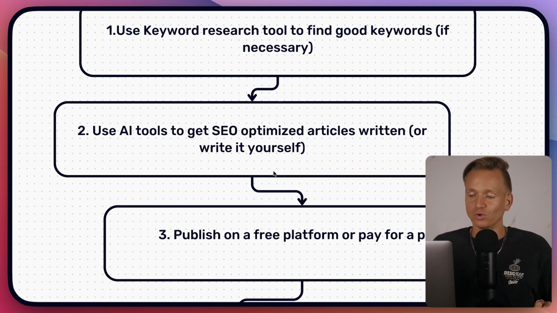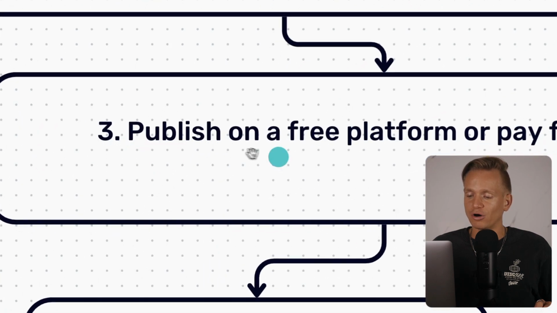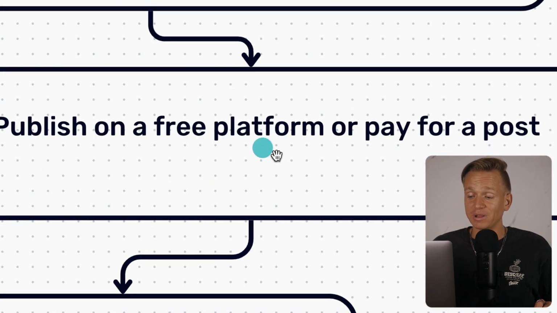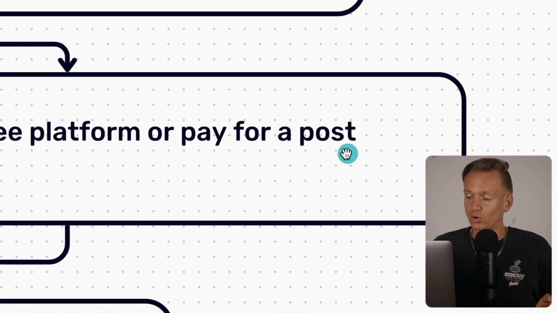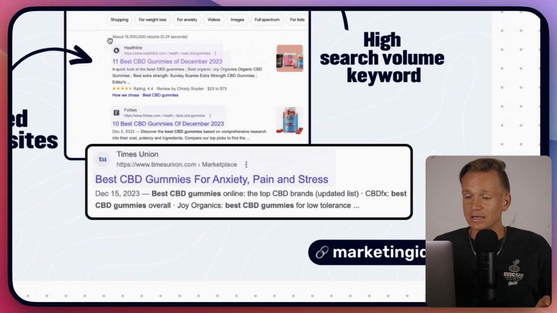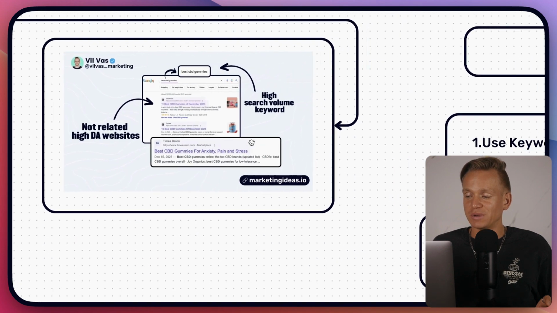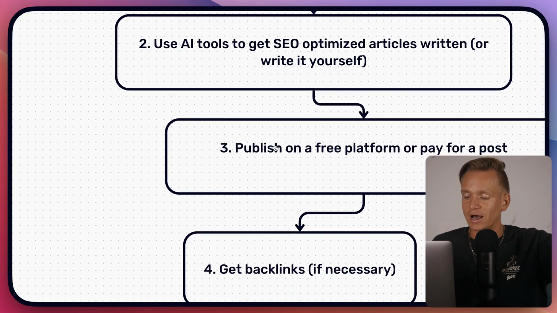But you get the article written by AI, and then basically we want to publish the article. There are some free platforms where you can publish, I'll show you examples later, or you pay for a post. For example, a lot of these posts, I'm not sure about these exact ones on Healthline, Forbes, or Times Union, but a lot of them are paid, even on these big websites. You can find some really high domain websites that allow you to just pay a fee and they will post your article. But there is a free way how you can do that.